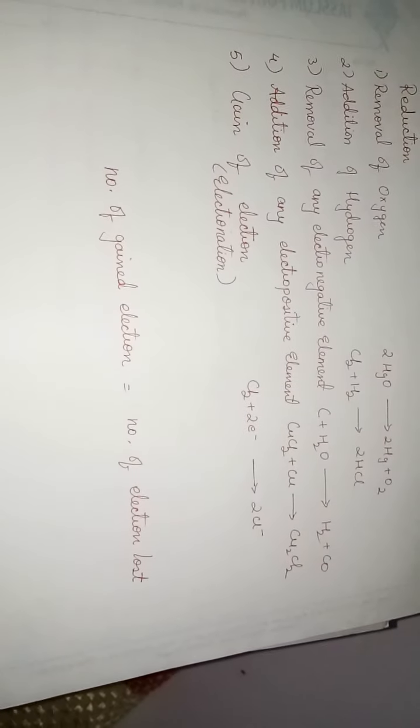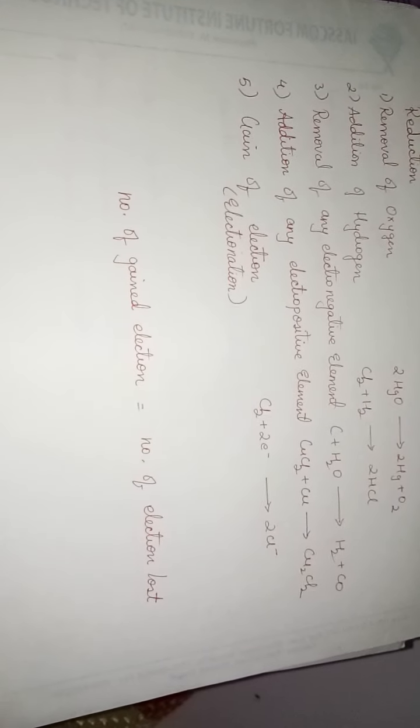So in any chemical reaction, we say it's a redox reaction. Why? Because the number of gained electrons should always be equal to the number of electrons lost. As I said earlier, redox reaction or oxidation and reduction go parallel, hand in hand, and it's basically nothing but a transfer of electron.